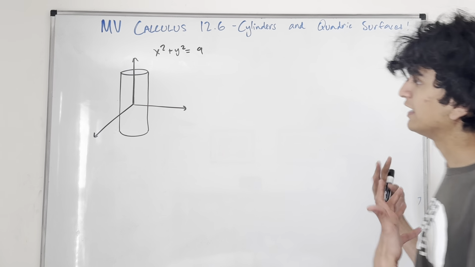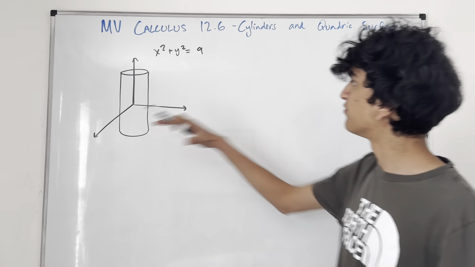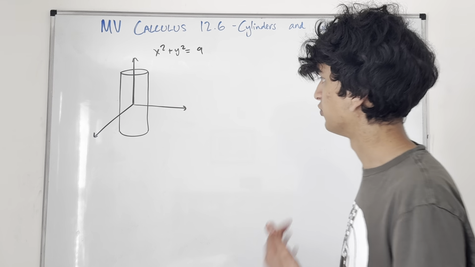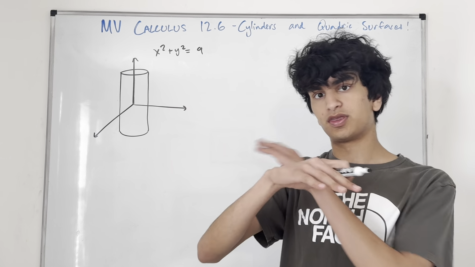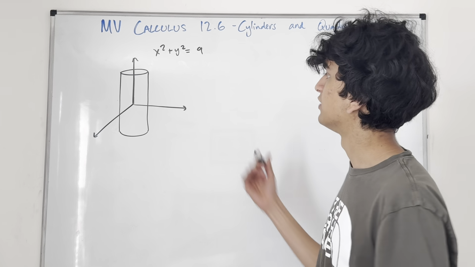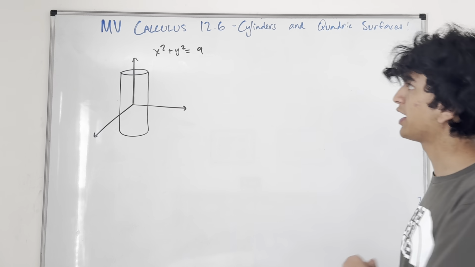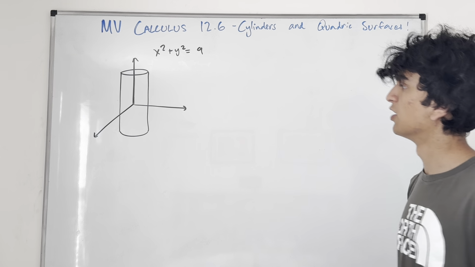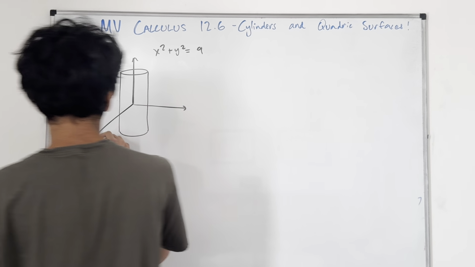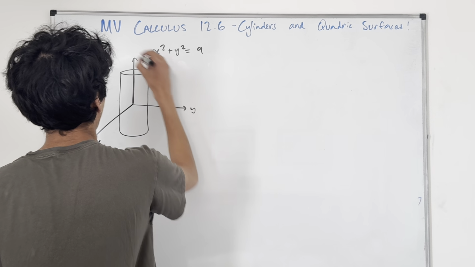And z is not in this equation, so we know for every z value, if you were to split it in half at any z level, the cross section is just going to be x squared plus y squared equals 9, or a circle with a radius of 3. Let me really quickly draw the axes here.